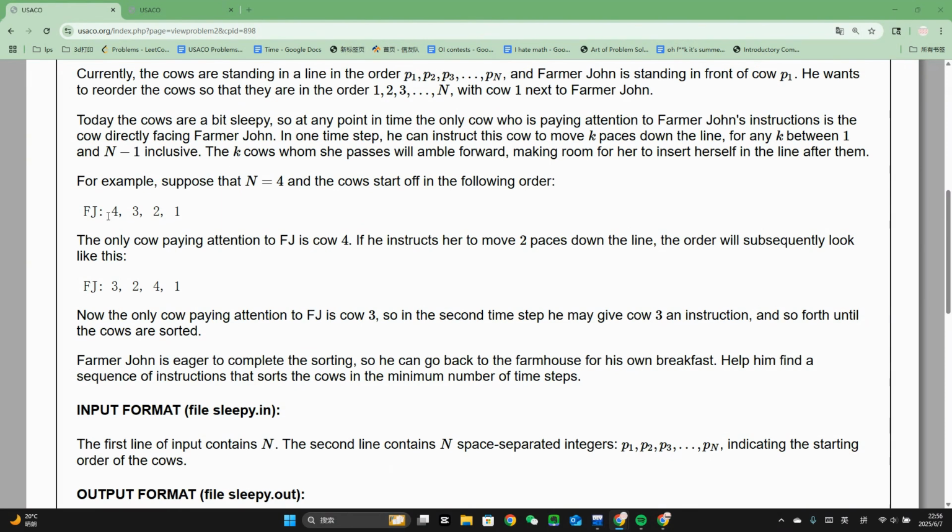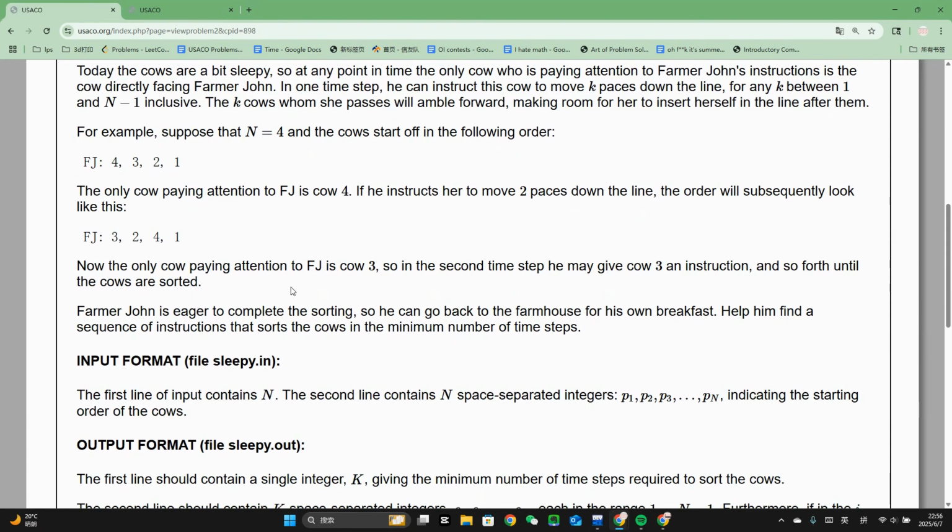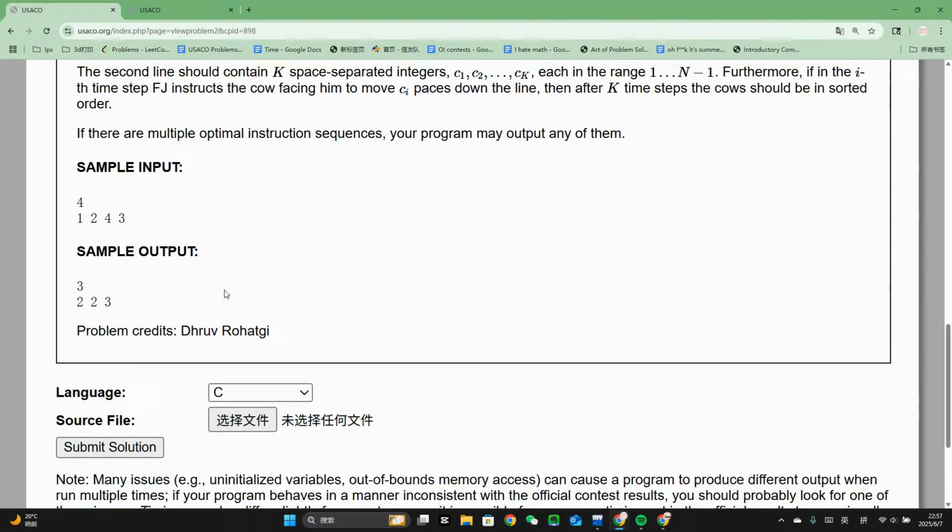So you want to sort it into 1, 2, 3, 4. However, each time you can only move the number at the very front. You can move it to any other spot in the sequence, but only the number at the front is movable. After you move 4 away, it's going to look like this. Now you can move 3. And now you're trying to output the minimum number of moves required to sort the cows and the sequence of moves that you need.